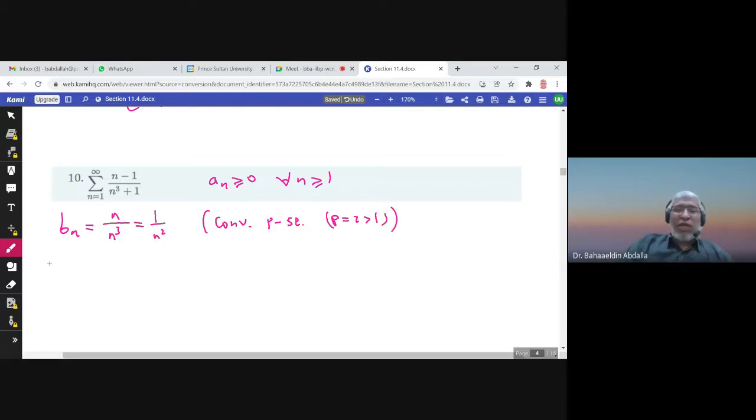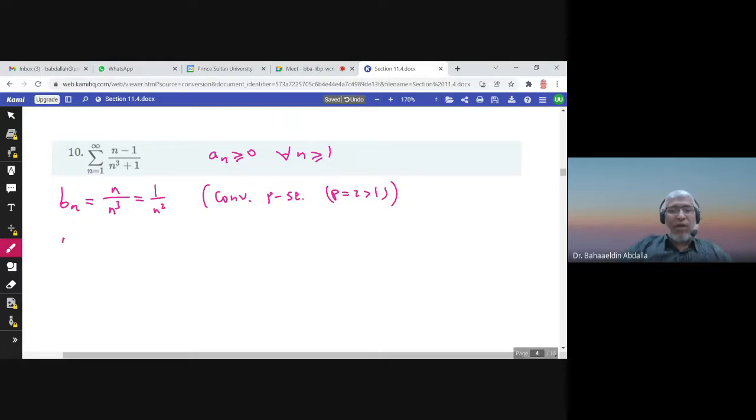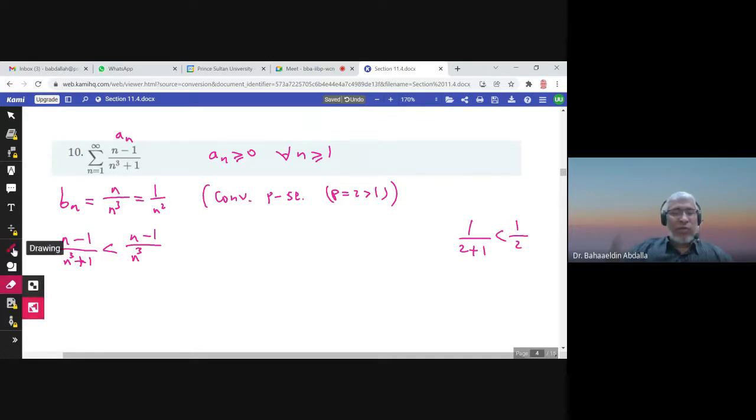So we need to show that a_n is less than b_n. (n - 1) over (n cubed + 1), this is a_n. I need to remove the 1 from the denominator. I'm making the denominator smaller. 1 over 2 plus 1, and 1 over 2. This is less than, isn't it? So this is less than (n - 1) over n cubed. The plus 1 will be removed.